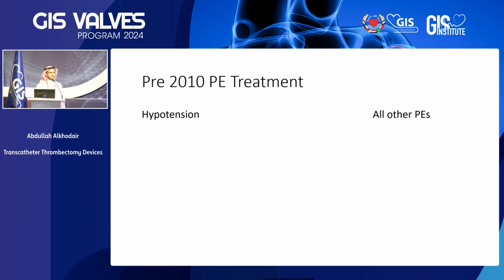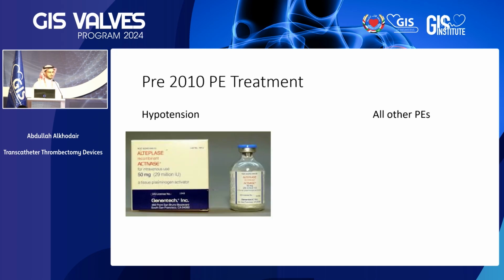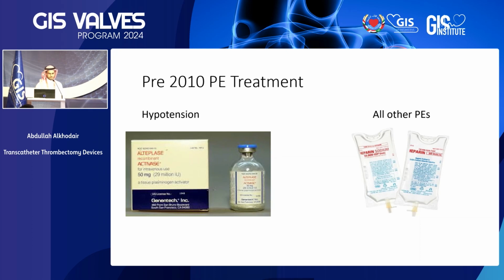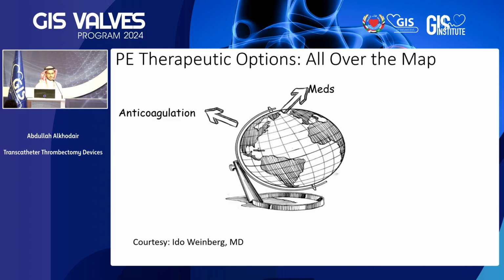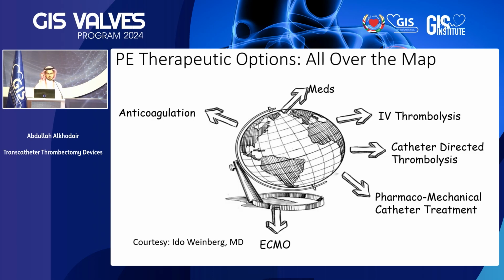So before 2010, if you came in with PE and you had hypotension, you got alteplase. For all of the other PEs, you just got anticoagulation. So with time, we were able to refine this further. Now we have a lot of therapeutic options all over the map. So we have anticoagulation, IVC filters, surgical embolectomy, ECMO, catheter treatment, catheter-directed thrombolytics, and IV thrombolytics. So we have a lot of things to choose from.